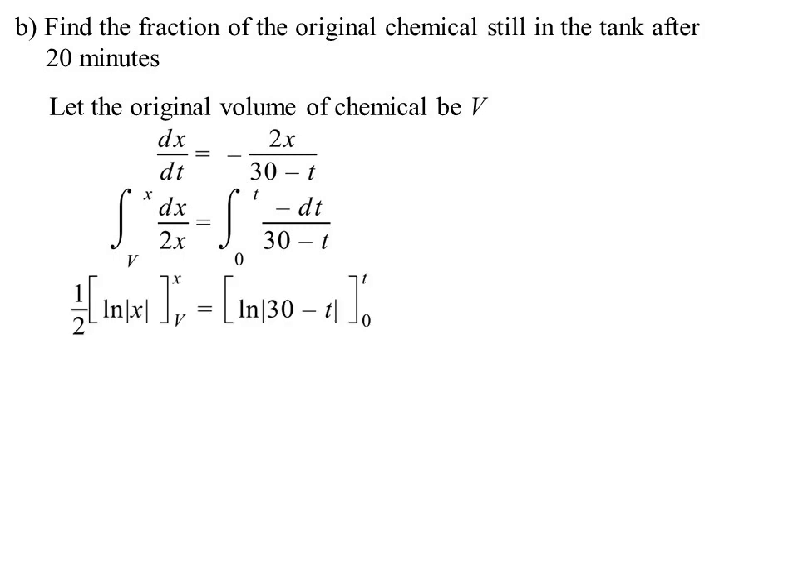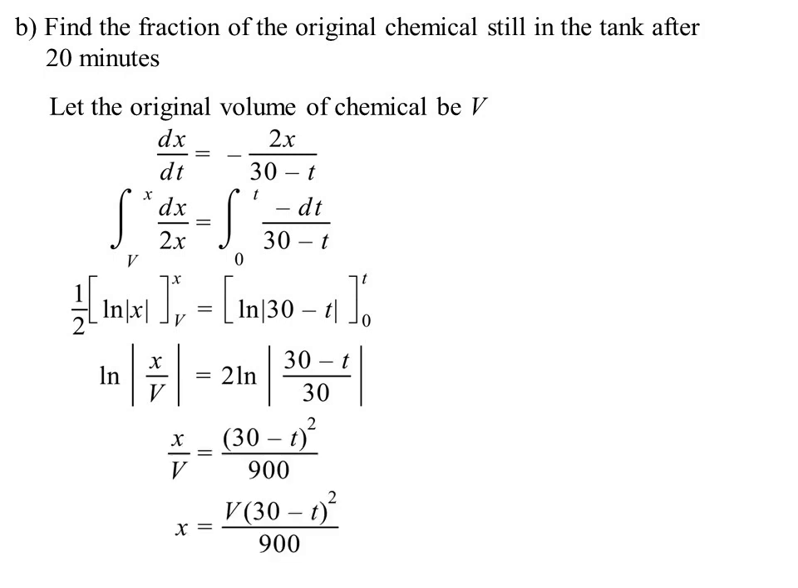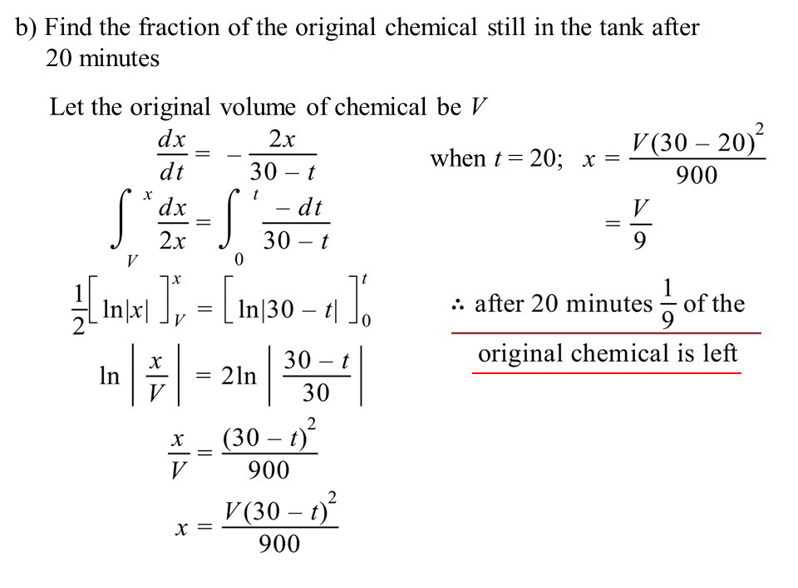So integrating that, integrate dx on 2x, we get a half of log x, and on the other side I have the log of 30 minus t. So the log of x on V is equal to 2 log (30 minus t) over 30. If I pull the 2 into the log, then I've got log equals log, so those things must be equal. x on V is equal to (30 minus t) squared over 900. I have an expression for x. When t equals 20, we get V on 9. There's our fraction, 1/9. As I say, I don't know why I didn't do that with just t equalling 20. That would have been quicker.